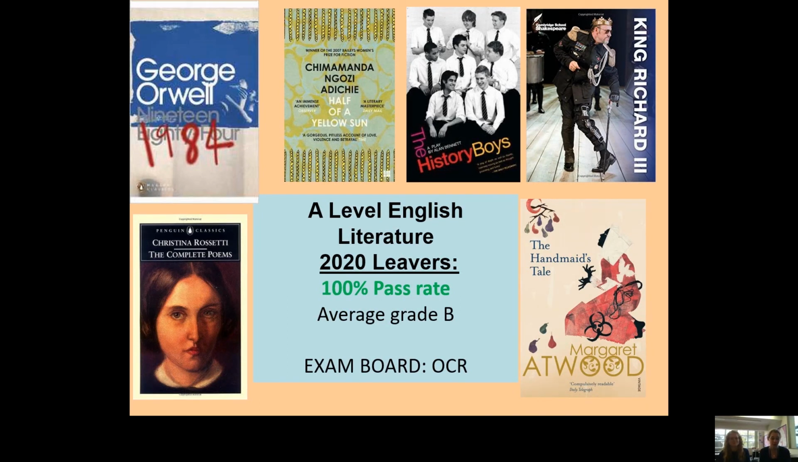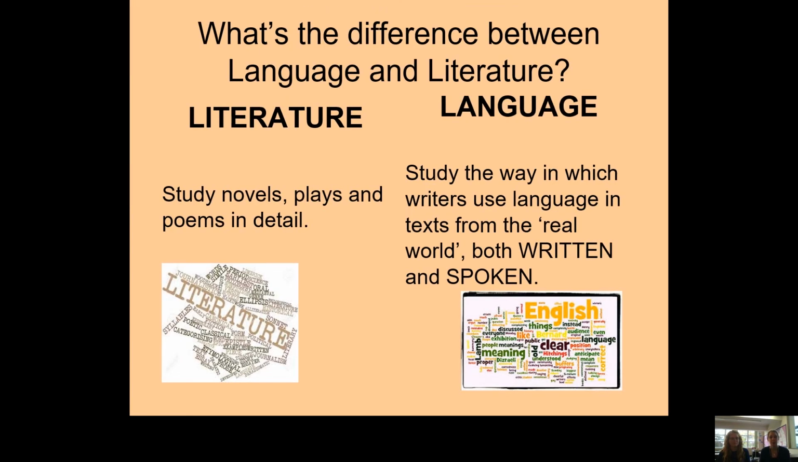I'm here with Miss Hunt to give you an idea of what we cover in English Literature A-Level. As you can see from the first slide, all those different texts are texts that we study at A-Level, and we have got a 100% pass rate and an average grade of a B. So the first thing we're going to talk about is the difference between language and literature.